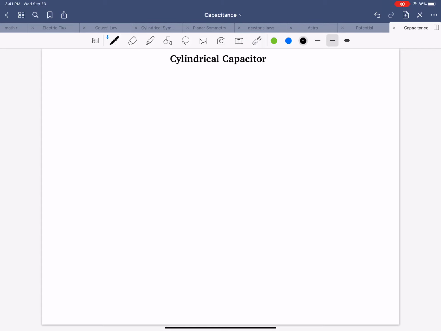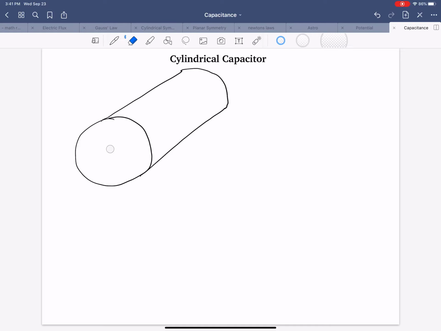Alright, so now let's take a look at how to find the capacitance for a cylindrical capacitor. If I were to draw a cylindrical capacitor, let's do a cross section here. Might look something like that, let's do it a little bigger than that. We have an inside plate, if you will, of radius A and an outside plate of radius B.